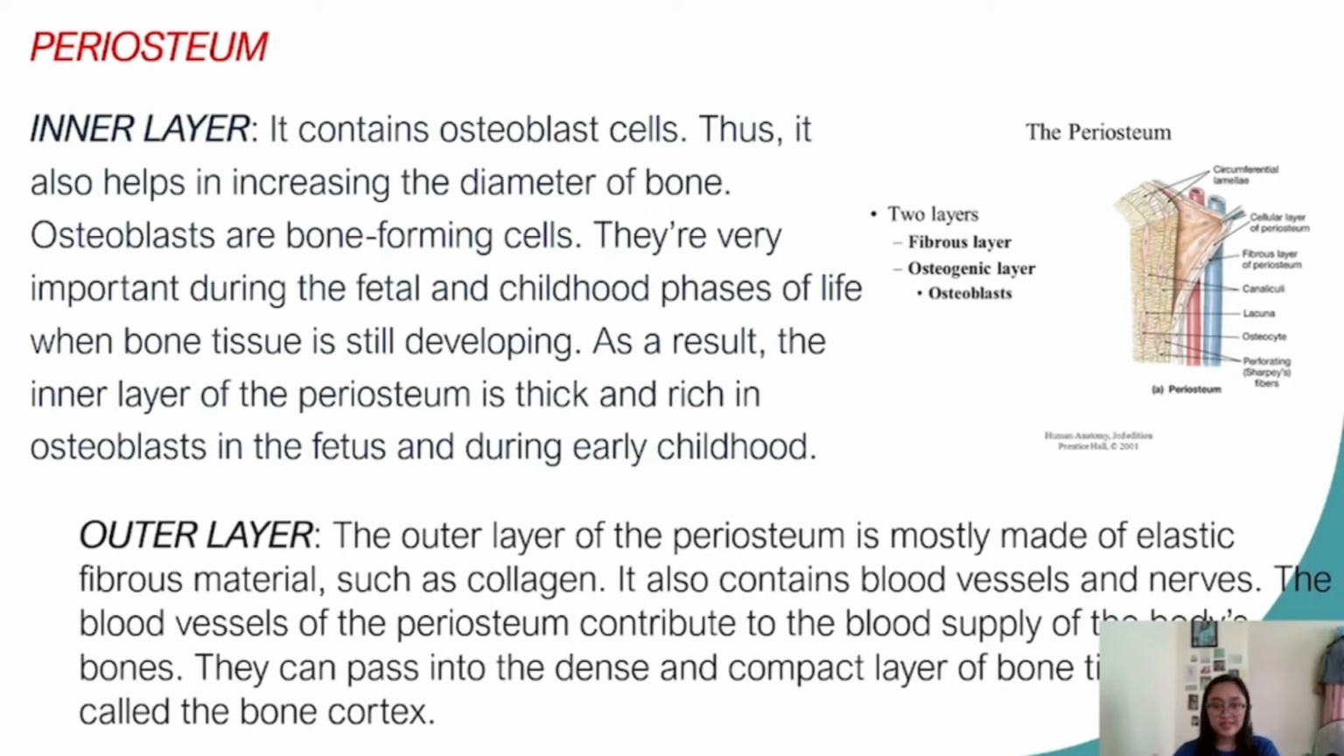Osteoblasts are bone-forming cells. They are very important during the fetal and childhood phases of life when bone tissue is still developing. As a result, the inner layer of the periosteum is thick and rich in osteoblasts in the fetus and during early childhood. On the other hand, the outer layer of the periosteum is mostly made of elastic fibrous materials such as collagen. It also contains blood vessels and nerves. The blood vessels of the periosteum contribute to the blood supply of the body's bones. They can pass into the dense and compact layer of bone tissue below, which is what we call the bone cortex.